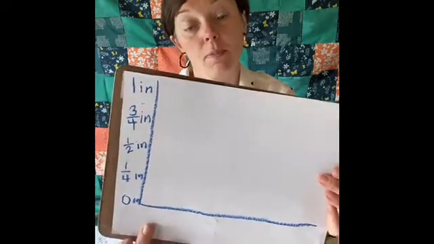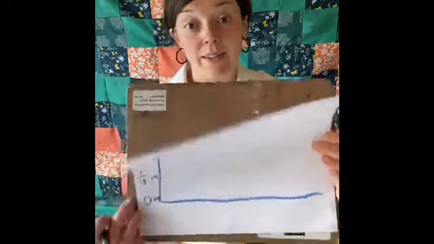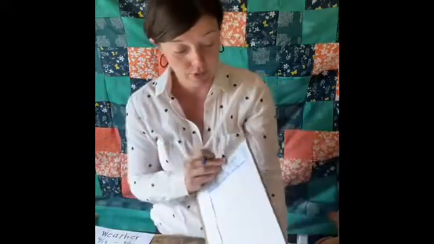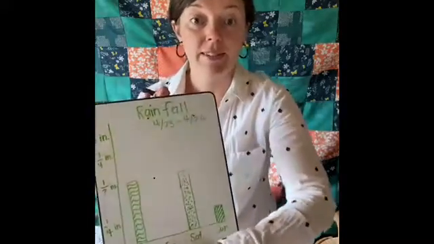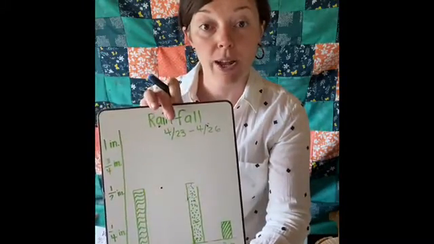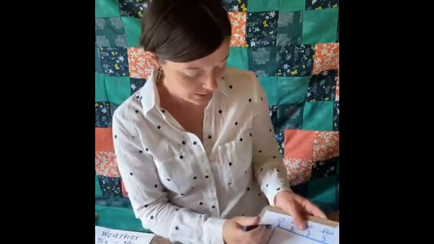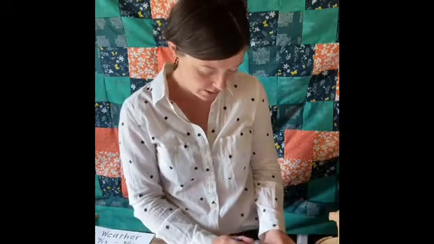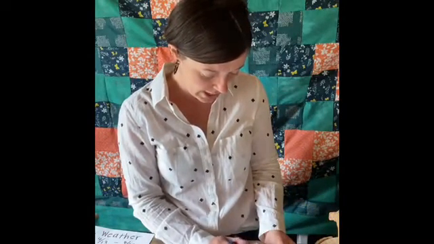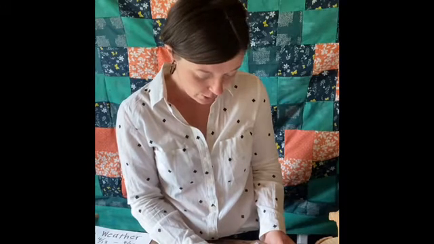Okay, so then along the bottom, we will write the days. You can either write the days of the week abbreviated, or you can write the number dates. I'm going to do the number dates. And I'll start at 23. So 4/23, 4/24, 4/25, and 4/26.